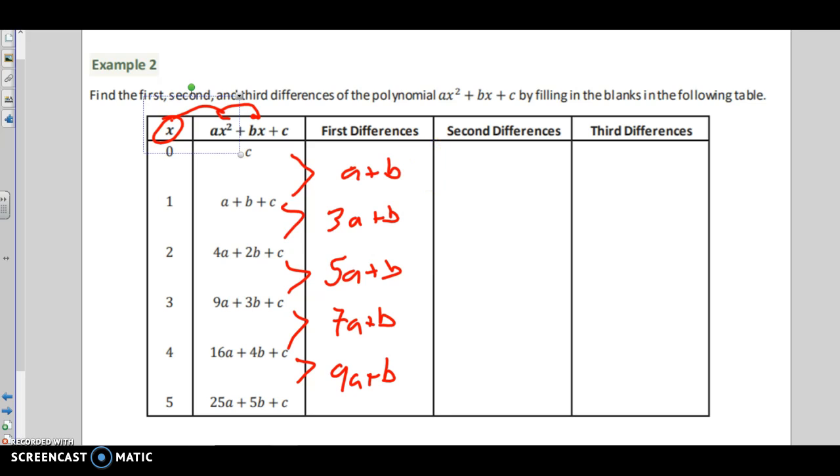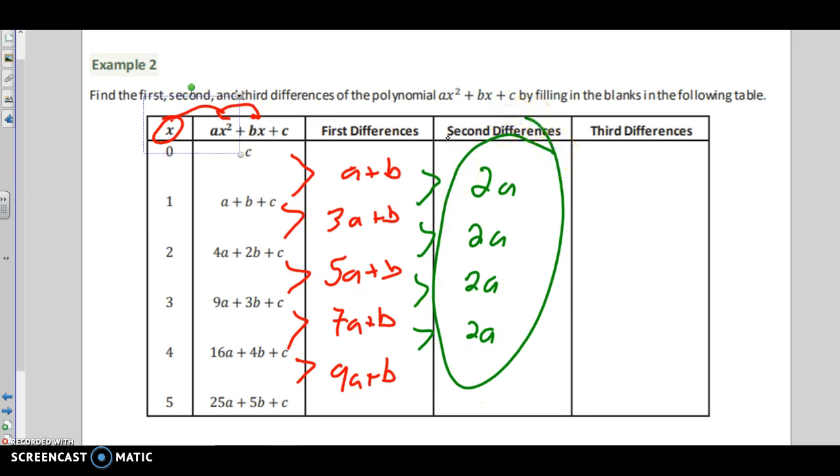So now let us do the second difference. I get 2a, 2a, 2a, and 2a. So all the second differences are the same. They are constant. And when my second difference is constant, it means that I have a quadratic.